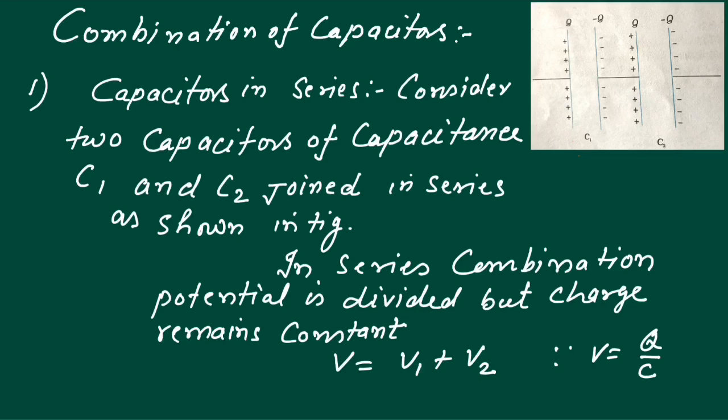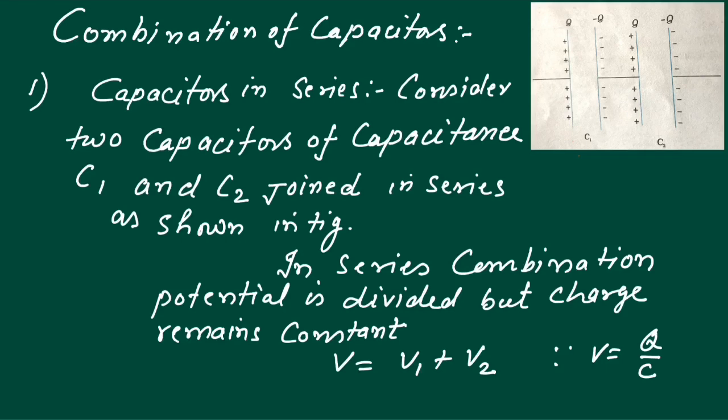Our today's topic is combination of capacitors. There are two types of combinations. One of them is called the capacitors in series and the second is called the capacitors in parallel. First we start with capacitors in series.